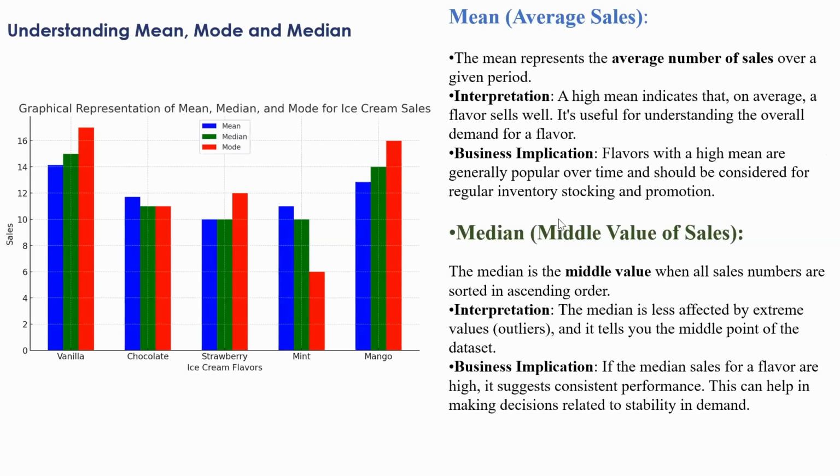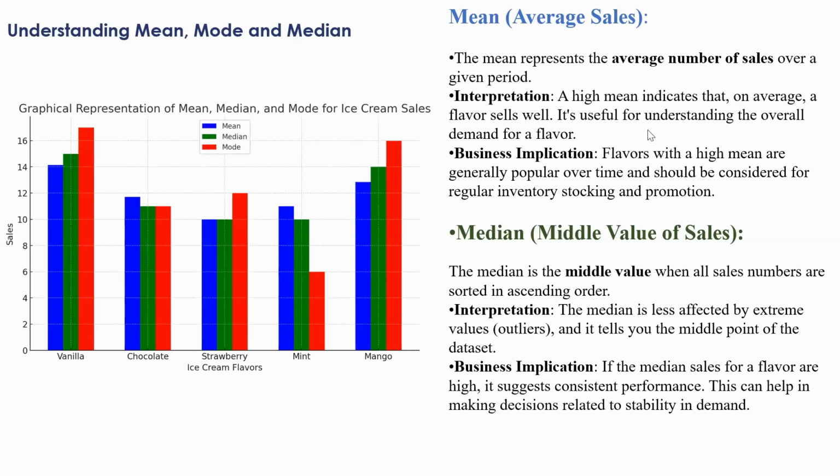Mean, again, I said average number of sales over a 7 days period. Interpretation: high mean indicates that on average, the flavor sells well. It's useful for understanding the overall demand for the flavor. I asked you a question, is vanilla the best selling item? The answer to that question is yes. Overall demand सबसे ज़्यादा vanilla का है. वो कैसे imply किया? Mean से किया. Mean, if you see, blue graph is highest for vanilla.